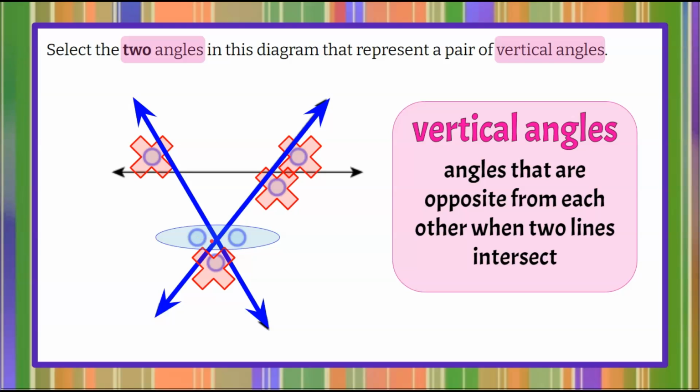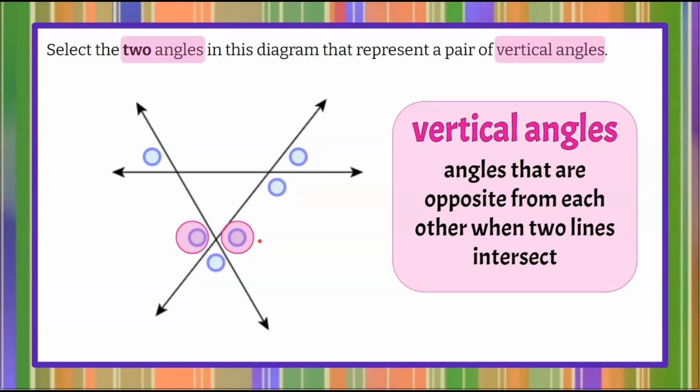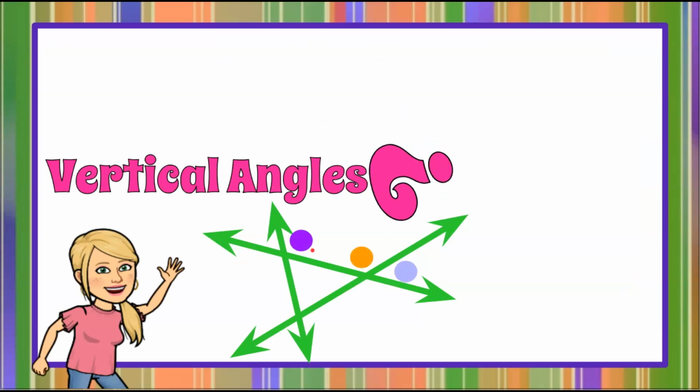on these intersecting lines. So let's go ahead and identify those as our answer choice, clear off our X's, and there we have it. These two angles represent a pair of vertical angles. They are formed by intersecting lines, and they are opposite each other. And there you have it, how to identify vertical angles from a figure of intersecting lines.